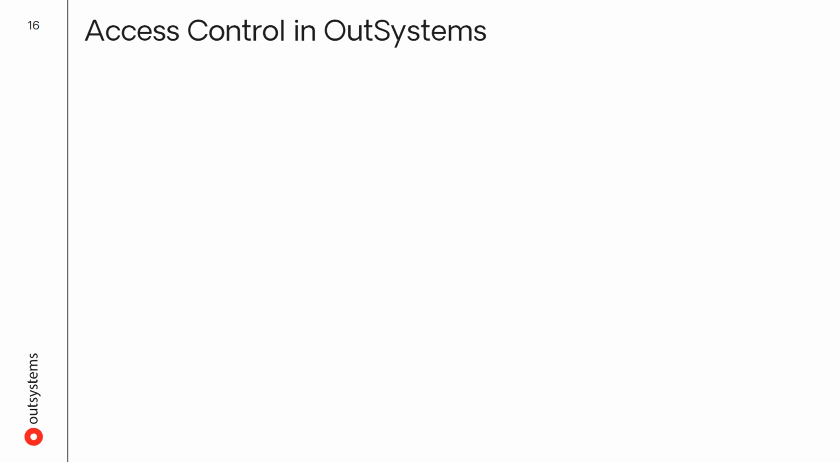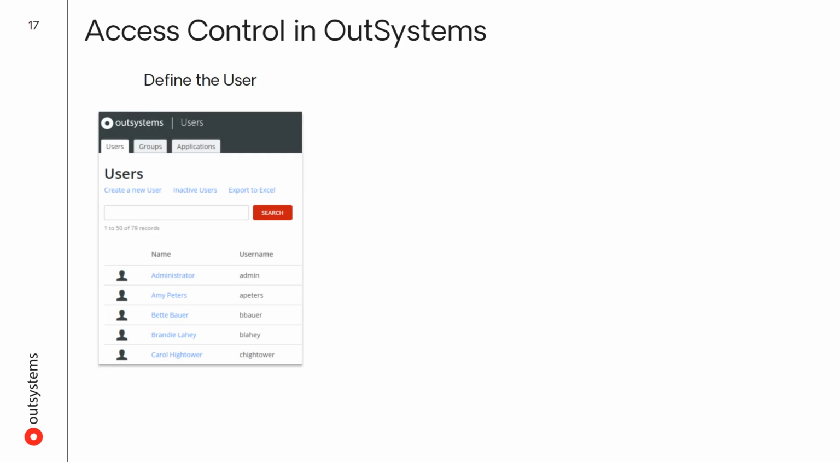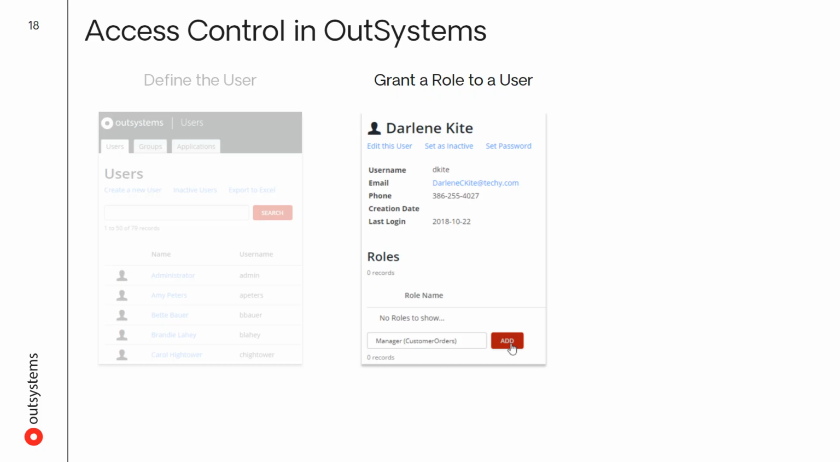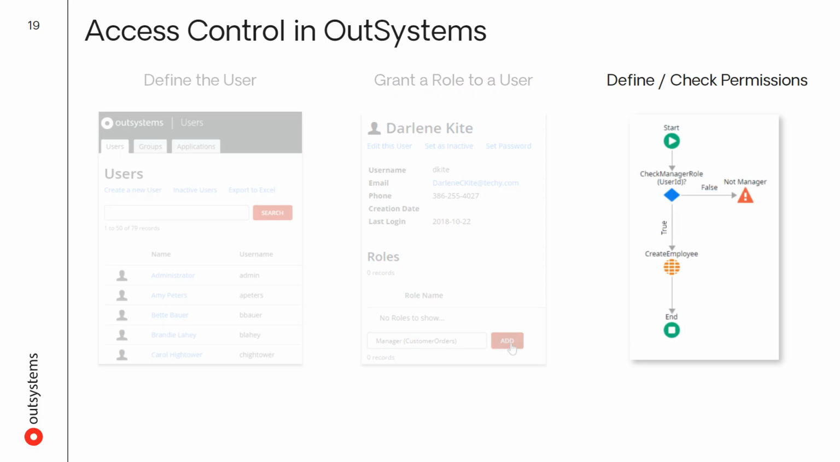In sum, there are three parts that compose access control. We create and manage the end users in the built-in Users application. Then, users can have roles assigned to them. And then, we check the permissions to perform a certain task, based on the role. This way, we guarantee that only users with that role can perform that task.